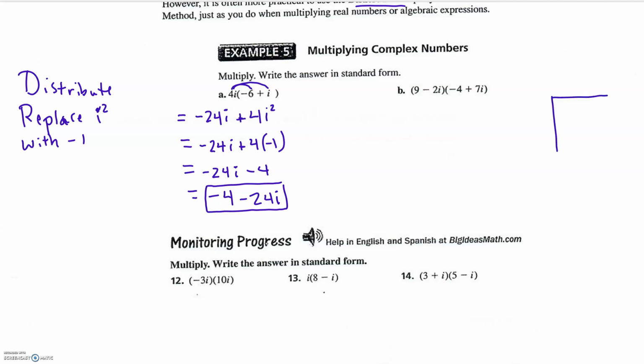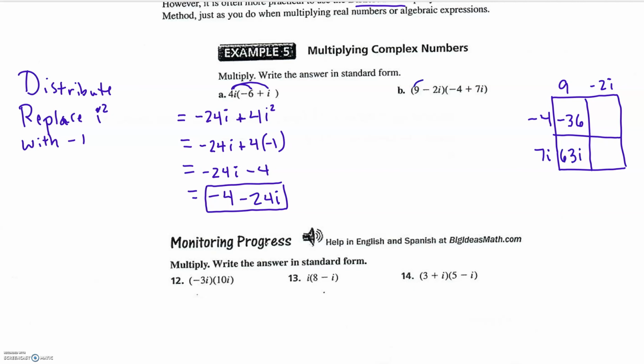I'm going to show you the table for this one. And we're going to kind of waffle back and forth between the distributive and the table because they are the same thing. So we put our 9 minus 2i up here as one of our factors. We put our -4 and our 7i over here. -4 plus 7i is our other factor. We're going to do our 9 times our -4, 9 times -4 and get -36. We're going to do our 9 times our 7i and get 63i.